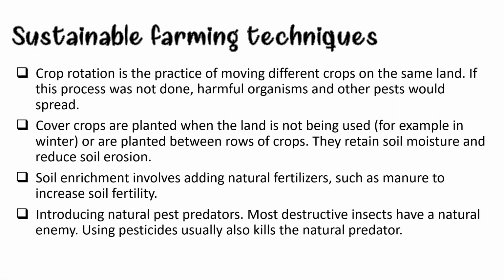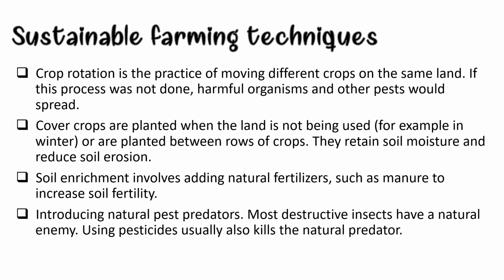Sustainable farming techniques. Crop rotation is the practice of moving different crops on the same land. If this process was not done, harmful organisms and other pests would spread. Cover crops are planted when the land is not being used, for example in winter, or are planted between rows of crops. They retain soil moisture and reduce soil erosion.